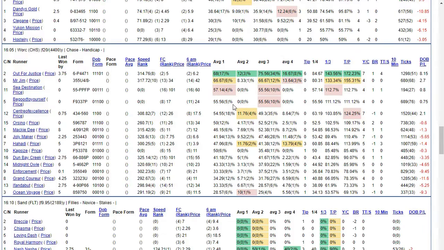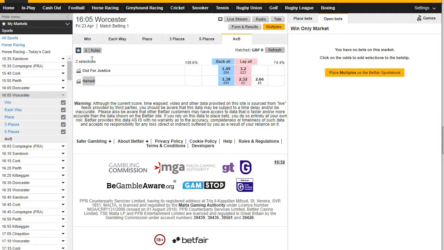And that basically is how it's done. You just go down, and you can use other things to help out, like you could look at how often they do better than expected. So Out for Justice is 1, so this one is -1, so you'd expect Out for Justice to do a bit better in play. Go to the main market.